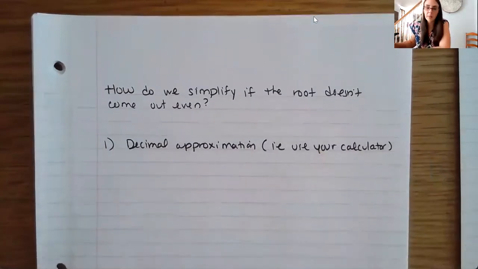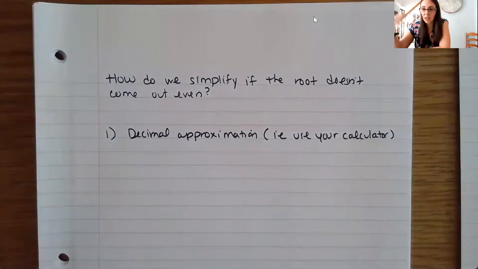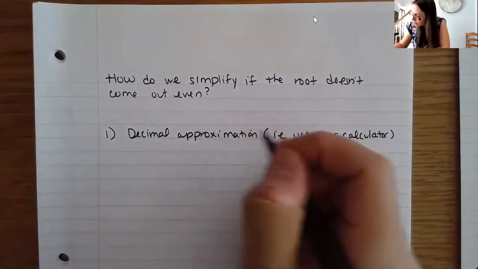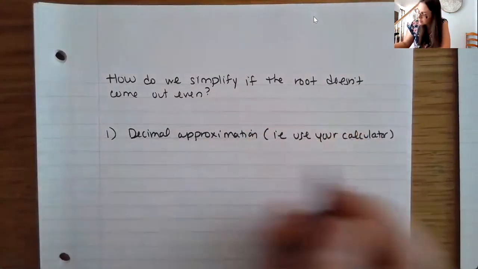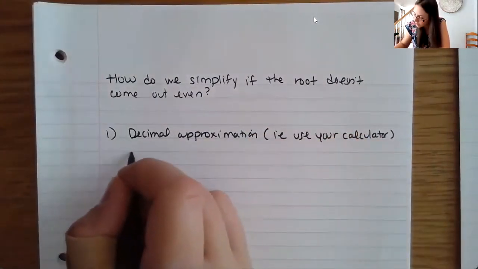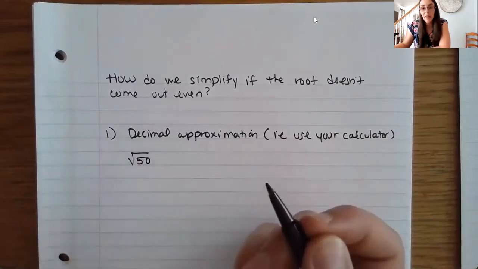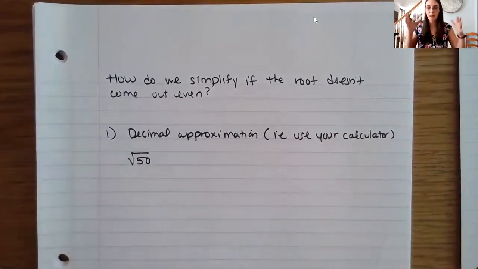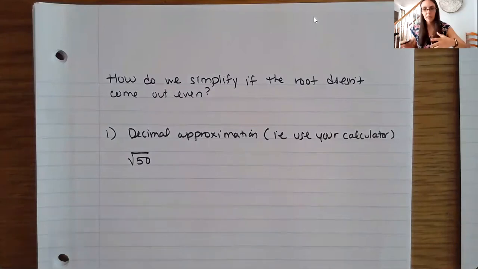Now you can do decimal approximations by hand, but it's sort of a guess and check system where you try to get close to it and then you multiply the numbers out to see if you get close. It's really not the best way. So you can just use your calculator to get an approximation here. So for instance, let's say I have something like the square root of 50. Now, if I think about it, there is no number such that the number times itself is 50. If you try to think about it, it doesn't work, right?